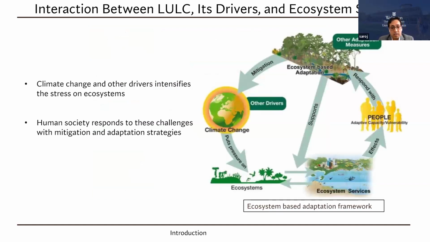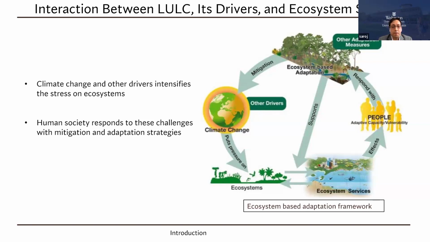Climate change and various other drivers, as explained in earlier slides, influence land use land cover change and intensify the stress on ecosystems and ecosystem services. Humans are the only actor that can act on those things. What I mean is humans are the only factor that can respond to these stresses through mitigation, adaptation, or policy formation, helping this land use land cover transition for the betterment of society and environment.